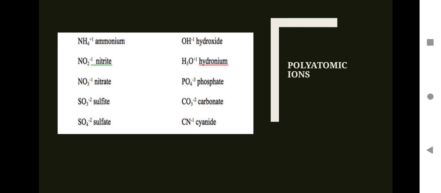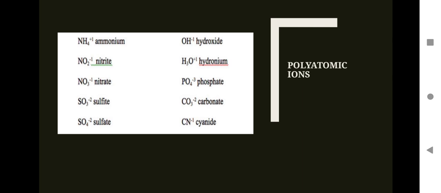Nitrite, NO2-. Hydronium ion, H3O+. Nitrate, NO3-. Phosphate ion, PO4 3-. Sulfite ion, SO3 2-. Carbonate, CO3 2-. Sulfate is SO4 2-. And cyanide is CN-. Cyanide contains atoms of carbon and nitrogen. Sulfate contains atoms of sulfur and oxygen.